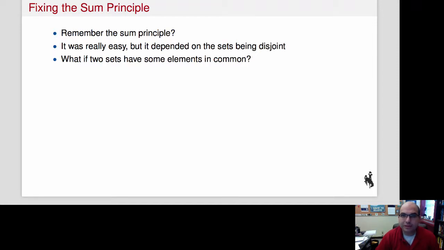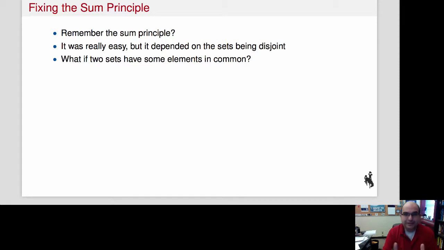So now let's talk about the second kind of more advanced counting technique. And that is really the sum principle. And you remember the sum principle. I have 10 ways of doing this, 5 ways of doing it, and they're disjoint, so I can figure out how many total ways. 10 plus 5, 15.